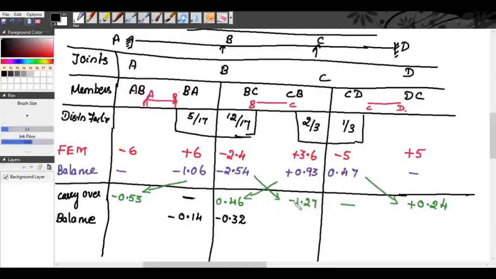Now, here it is minus 1.27. Here we don't have any, so 0. Minus 1.27 multiplied by 2 by 3, we get minus 0.85. So it is plus 0.85. Now, minus 1.27 into 1 by 3, we get minus 0.42. So it is plus 0.42. Here we don't have any balance.